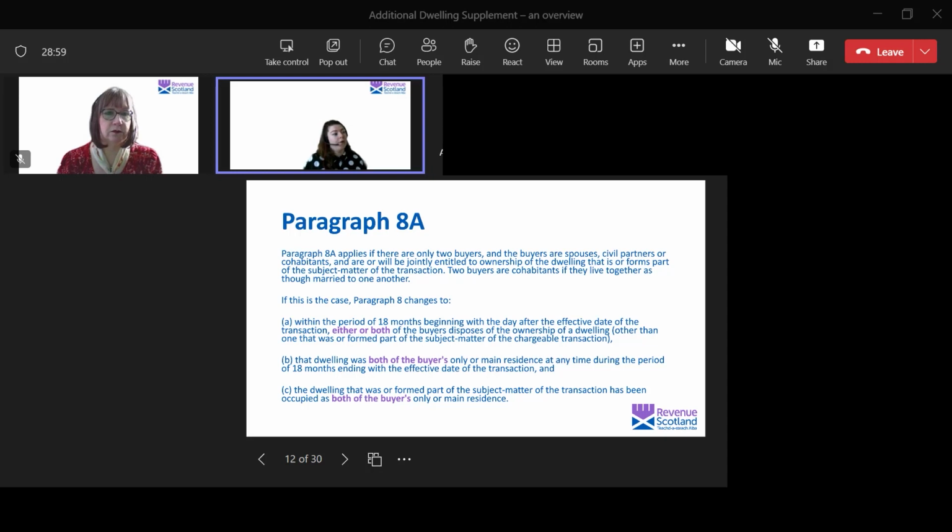So if this is the case and those conditions are met, then paragraph 8A changes it so that either of you disposes of a dwelling. So it doesn't have to be both of you, only one of you needs to do it. But both of you have to have resided in that property as your only or main residence in the relevant period. And you both have to have been residing in the new property as your new main residence. And this is where the joint buyer rules often cause issues, is that specifically at repayment condition B there, both buyers are not able to prove that they have lived in that property as their only or main residence. And that's the first one that I'm going to come on to just now.